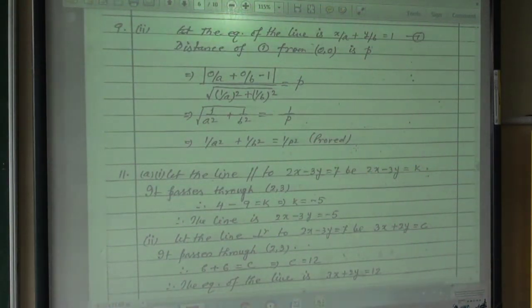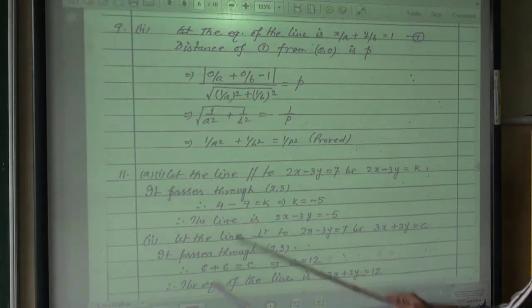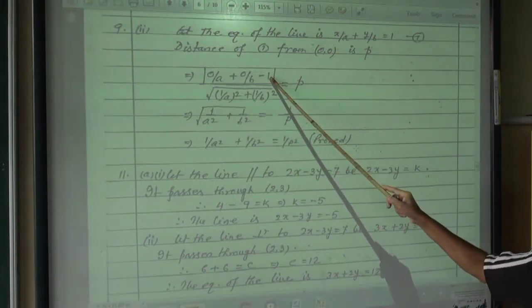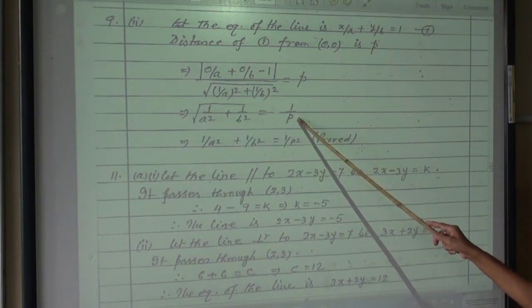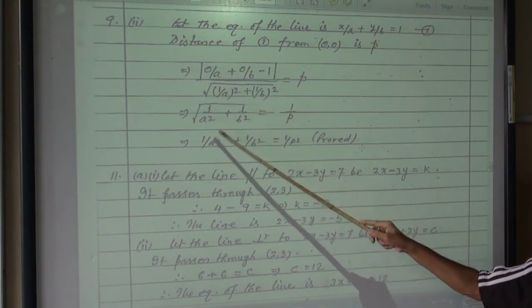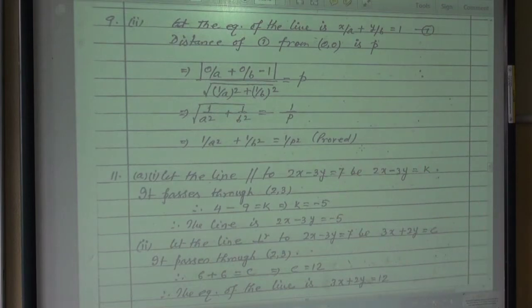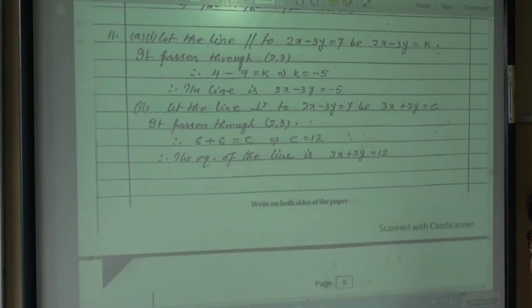Taking reciprocal, getting this, mod of minus 1 is 1. That's why under root this is this. Take square once again to remove the square root. We get 1 by a square plus 1 by b square equal to 1 by b square. Next question.